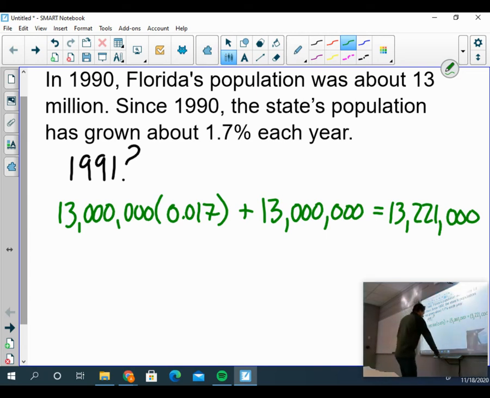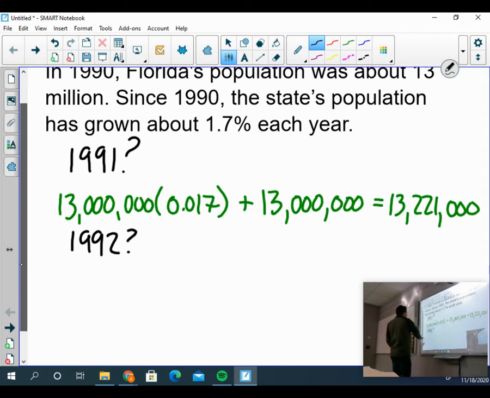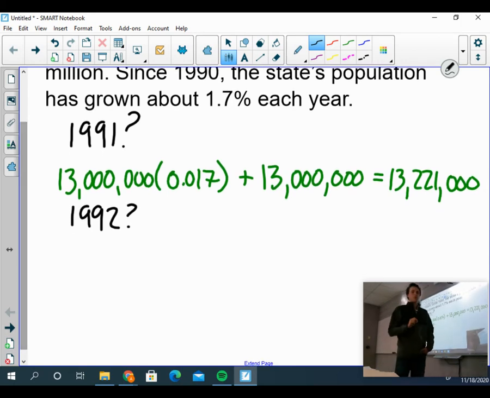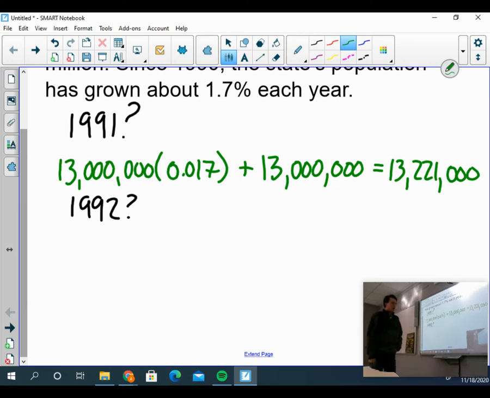Now, that's for 1991. What will we do for 1992? Well, if you got the wrong answer for 1991, go ahead and pause this and see if you can figure out the answer for 1992. Again, if you're someone who's already done this part, hang with me here. What you then do for 1992 is you apply the same logic. If the population's growing by 1.7% each year, then whatever my population was in 1991, I need 1.7% more in 1992.